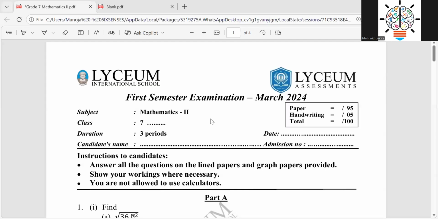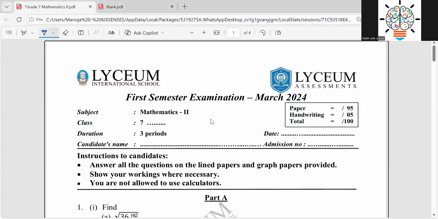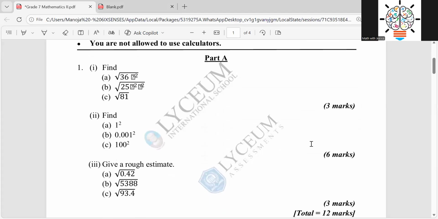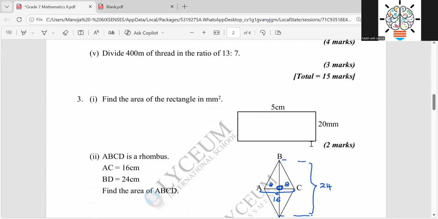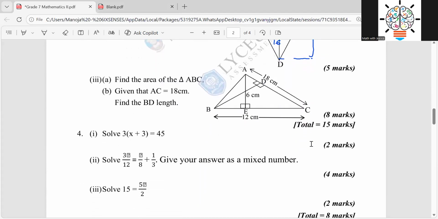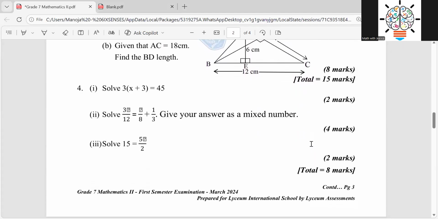Hello grade 7 students. This is March 2024 first semester examination paper 2 part 2. In the previous video we discussed the questions up to question number 3, so we want to start from question number 4. I hope all of you can remember the instructions I gave you.